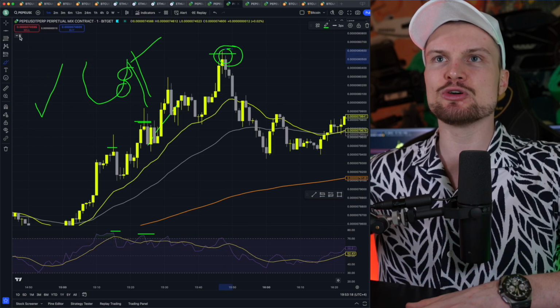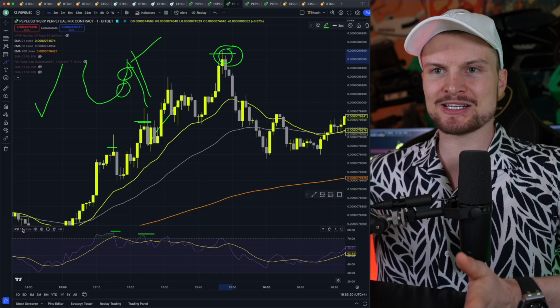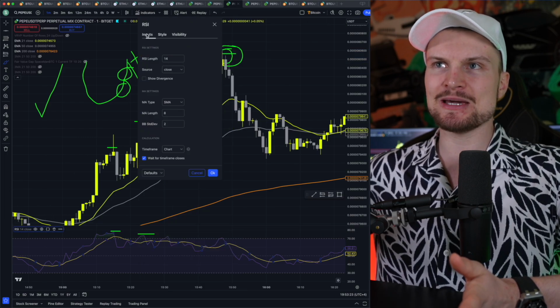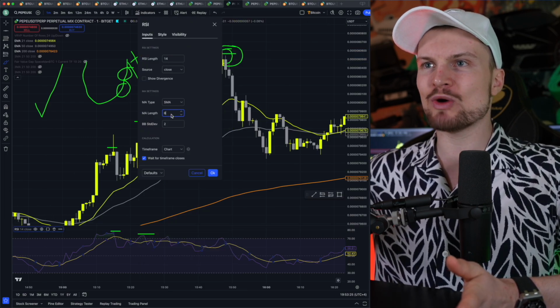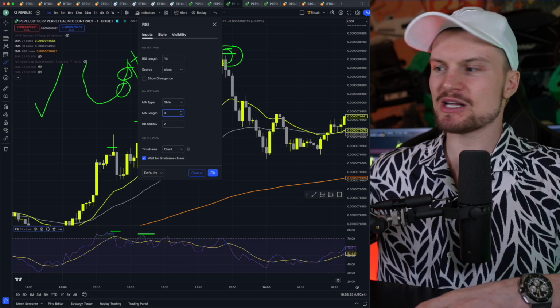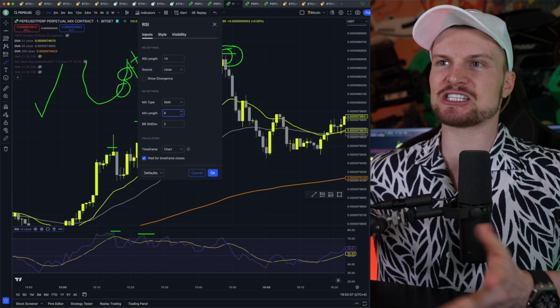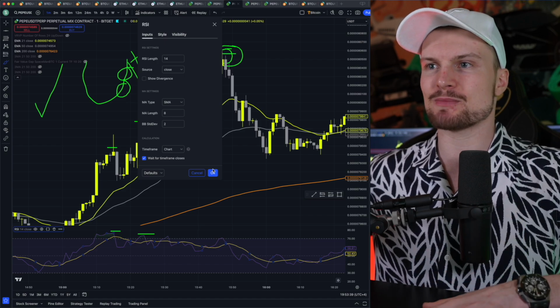Now, for this, actually, you can do an improvement on the RSI. Just go to settings right here, and you have to edit on inputs the MA setting to 8. 9 is also very good, but 8 is a little bit better. That's why I use 8. But 9 is also decent. But again, 8 is better.